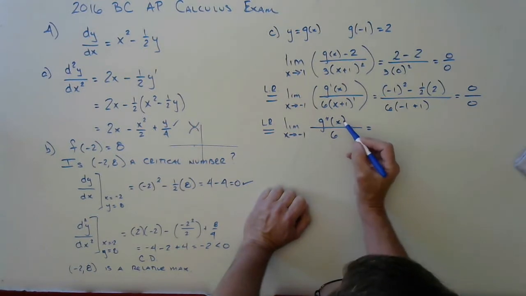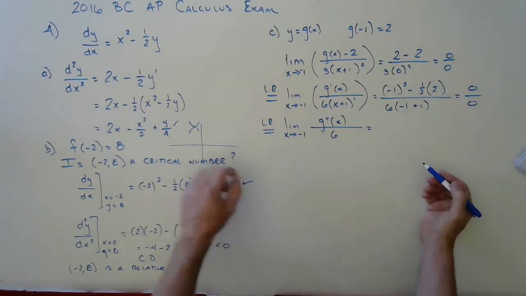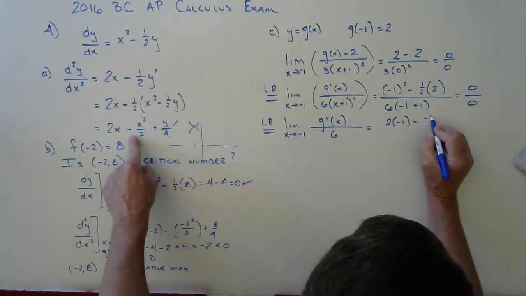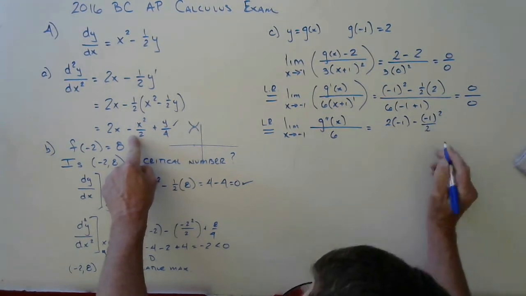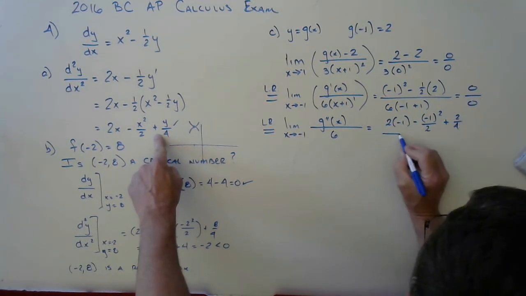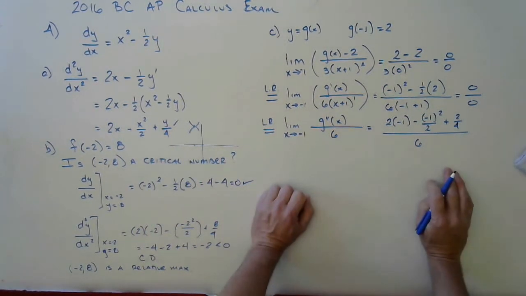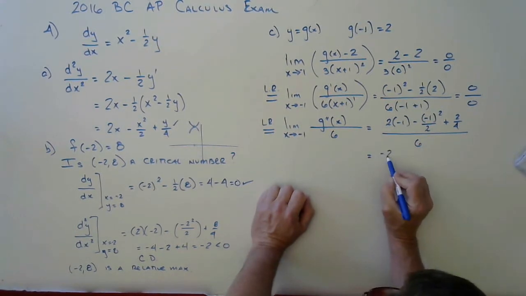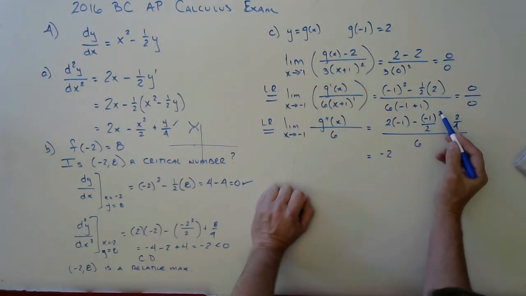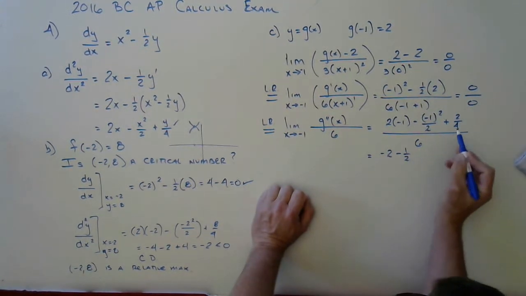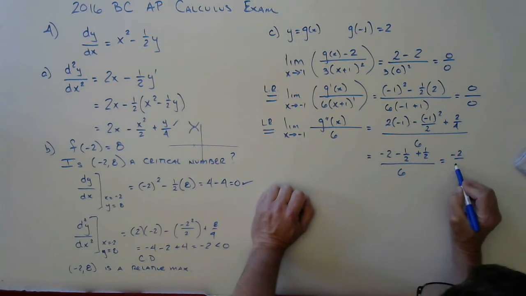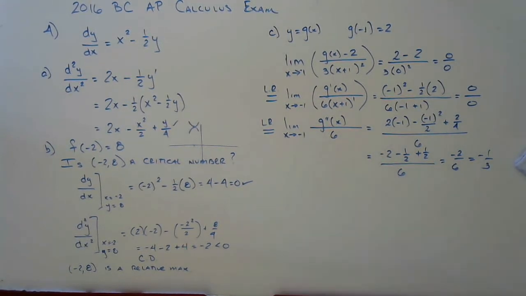Now we have to evaluate g double prime at the point (-1, 2). Well, we can plug that in. So that's 2 times negative 1 minus negative 1 squared over 2 plus 2 over 4. That's our numerator. Our denominator is 6. If we work this out, we get negative 2. This turns out to be minus a half, right? Negative 1 squared is 1, so that's minus 1 half. This is plus 1 half, all over 6, and we get negative 2 over 6, or negative 1/3. Okay.